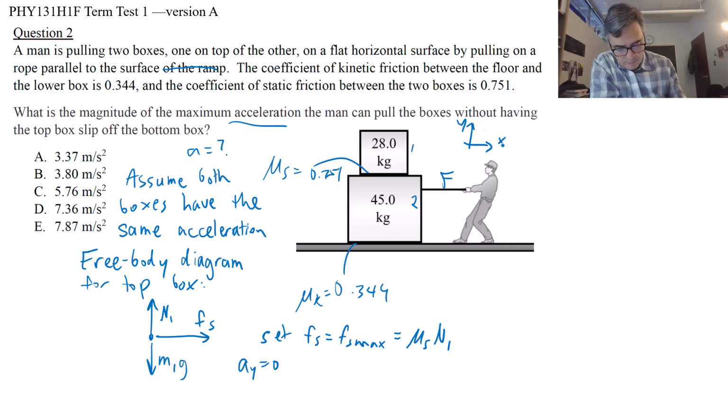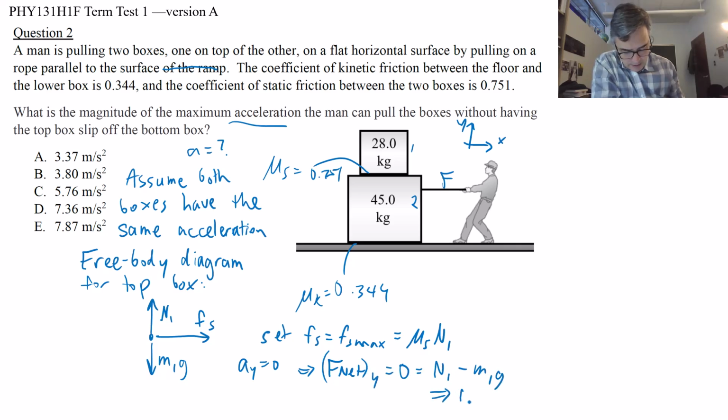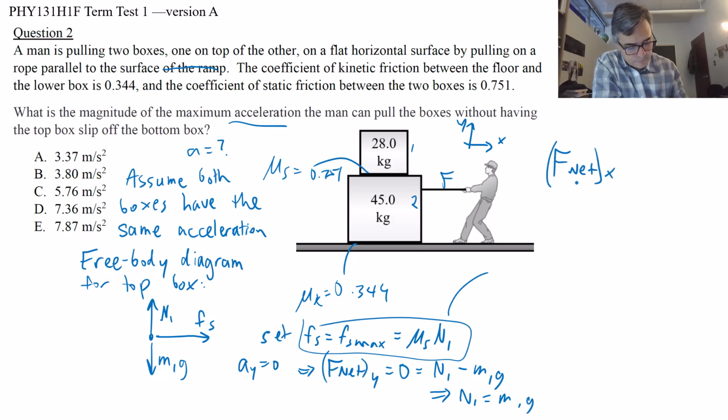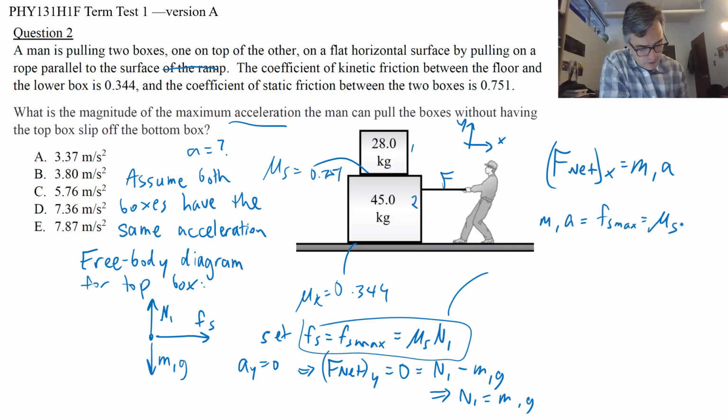If we define y to be up and x to be to the right, and a sub y is 0, that means the net force in the y direction is 0, which is n1 minus m1 g. So this means that n1 equals m1 g. F net in the x direction is equal to m1 times this acceleration that we're trying to find. So we'll say that m1 times a is equal to f s max, which is going to be mu sub s times the normal force, which is m1 g. And the m1s cancel, and you get a is equal to mu sub s times g.